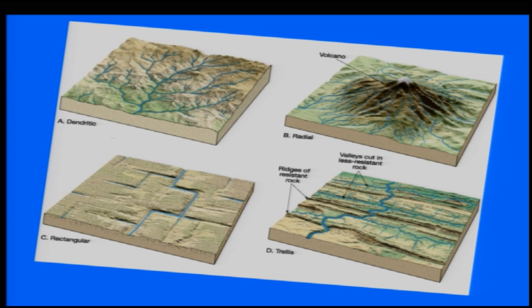And this will be seen in areas where you have homogeneous material, whereas radial drainage will be seen in areas where you have either a volcanic cone or any domal structure. The trellis pattern you will see where the main stream and the tributaries join at almost a right angle, and this type of drainage is seen in areas where you have softer rocks and resistant rocks. So, mostly in folded terrain you will come across the trellis pattern.